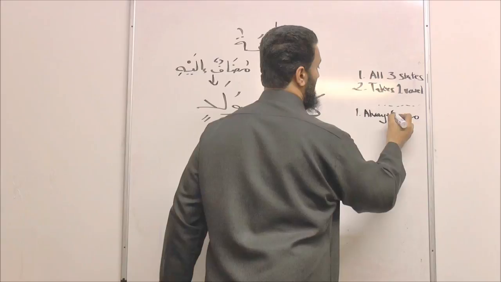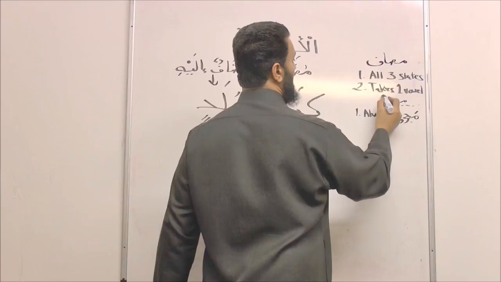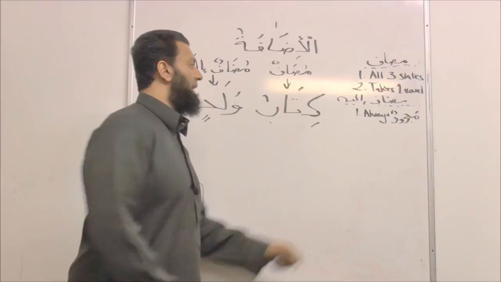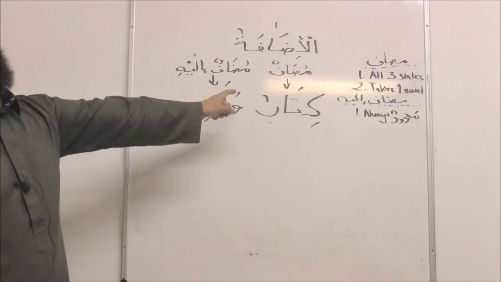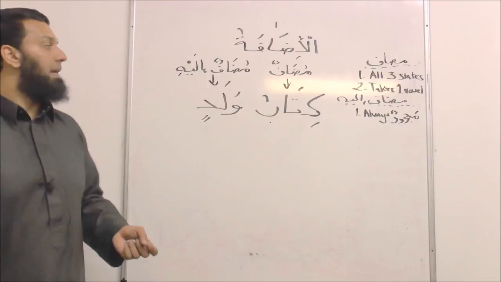So that's the mudafun, and this is the mudafun ilayhi. The mudafun ilayhi is always majrurun. That's nice and easy, isn't it? So the second rule for the mudafun ilayhi is, at the moment, what does kitabu waladin mean exactly? A boy's book.